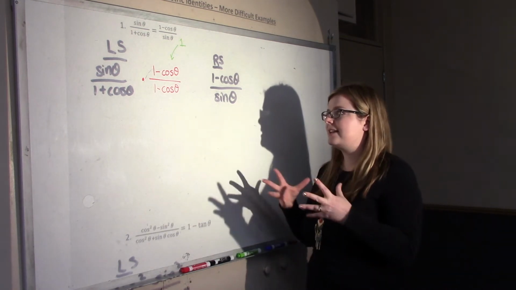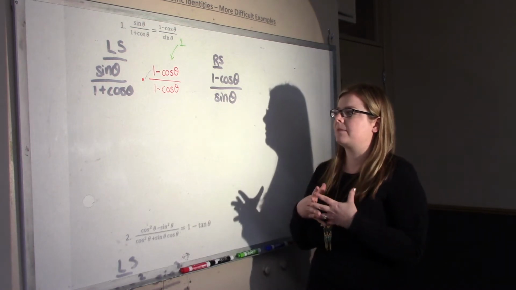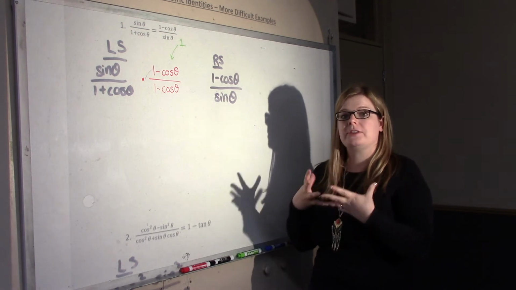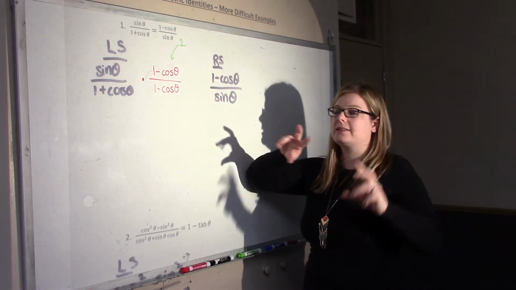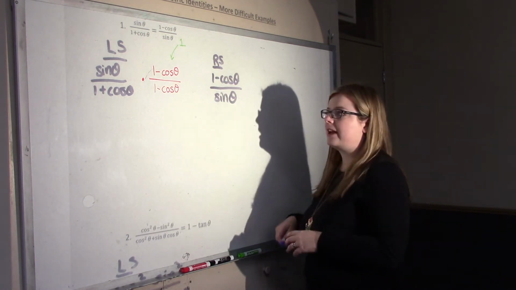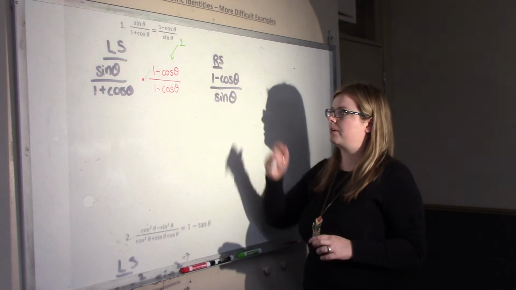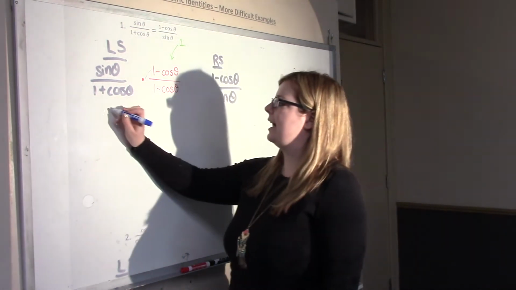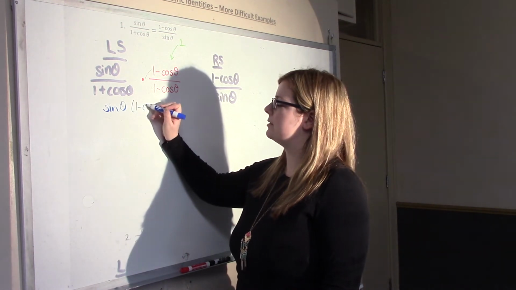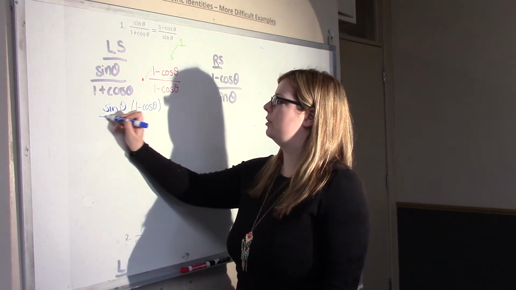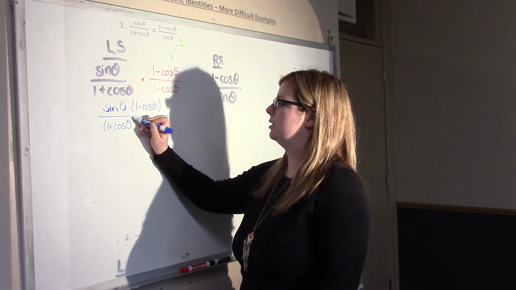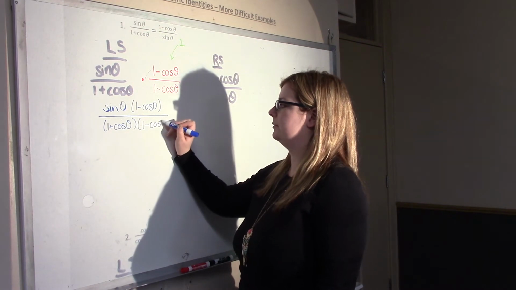So that's a technique that you can use, multiplying this left side by 1, a version of 1 that suits your needs. So this version of 1 suits my needs because I need 1 minus cos theta on the top. So I'm having faith now that I can manipulate this to get to where I want to go. So I have sine theta times 1 minus cos theta all over 1 plus cos theta and 1 minus cos theta.